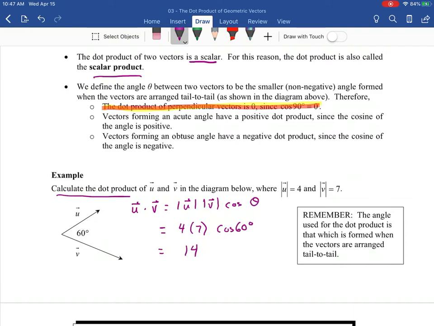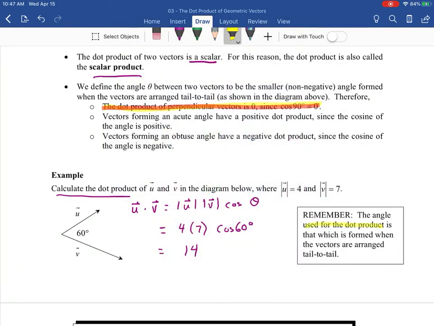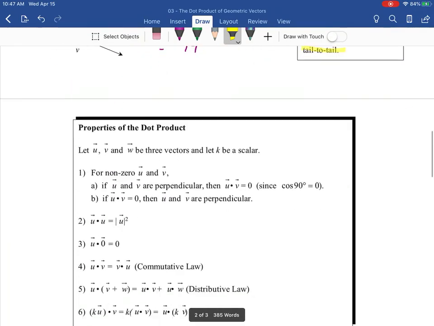By the way, I can refer this back to my initial wagon example. If I pull with a 4 Newton force and the wagon moves 7 meters and I pull at an angle of 60 degrees, I'll do 14 joules. We don't need to know that word yet, but that's thrown up there for you physics people. I'll do 14 joules of work. So it's very close to a real world example here. And so don't forget, when you're setting these up, the angle used for the dot product is the tail-to-tail angle. And the wagon example is the perfect reason why we want the angle between.